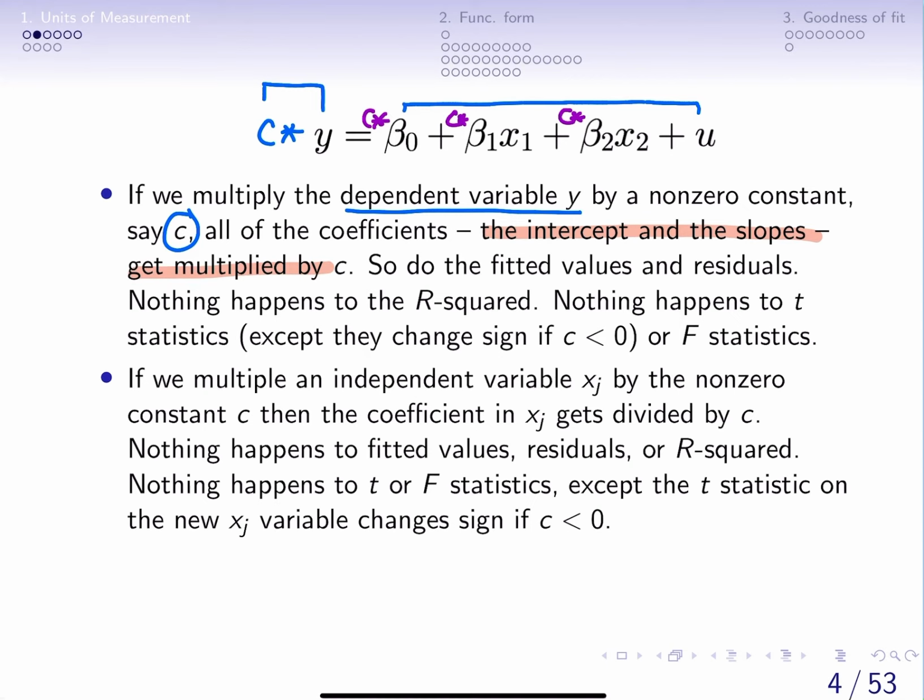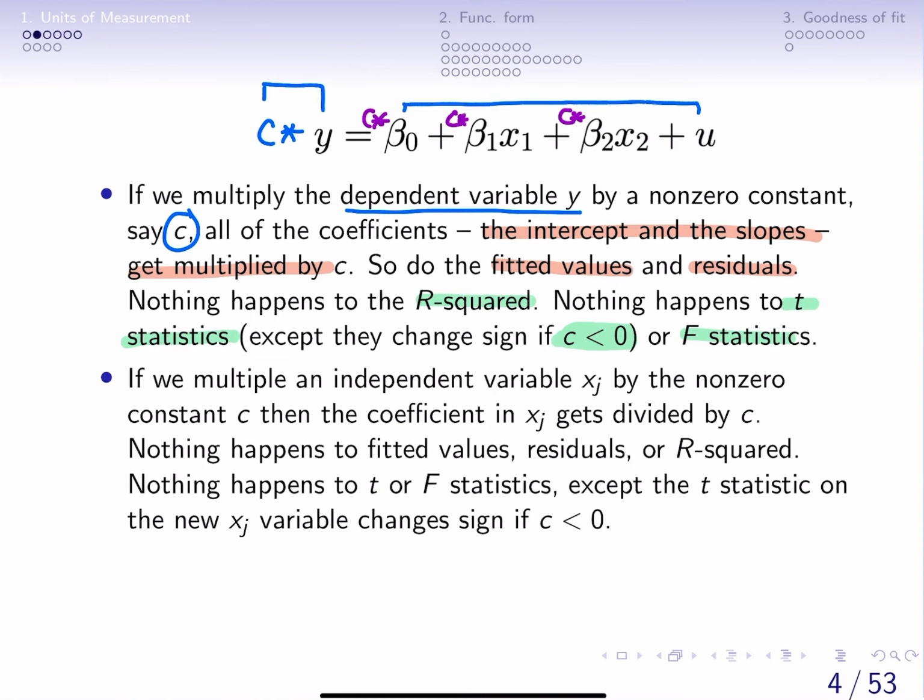Now the question is, what would happen to the fitted values and residuals? The fitted values and residuals also get multiplied by c. However, what does not change is R squared. The R squared is going to remain constant. Also, nothing happens to the t statistics. In the lab, we'll see many examples of this. But if your c was negative, then the sign of your t statistics would be flipped. And similarly for F statistics, you're not going to see any change.